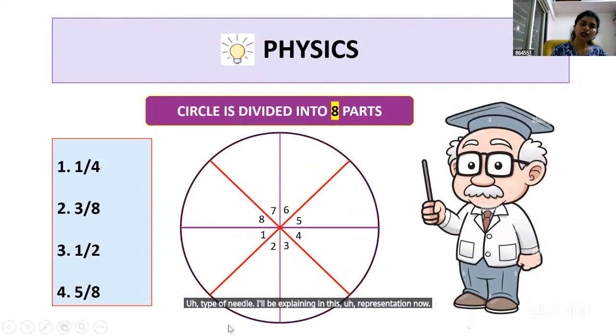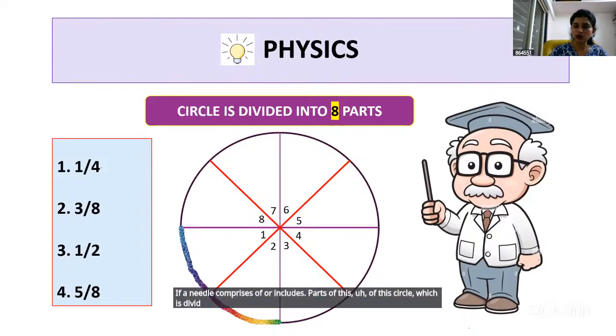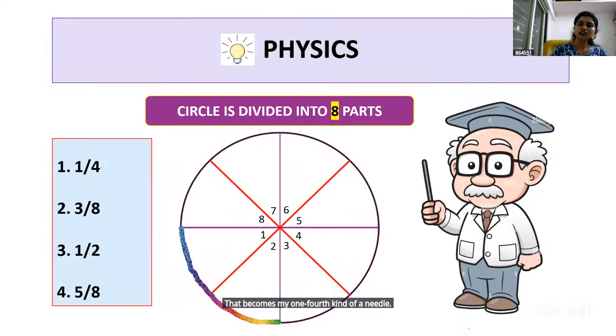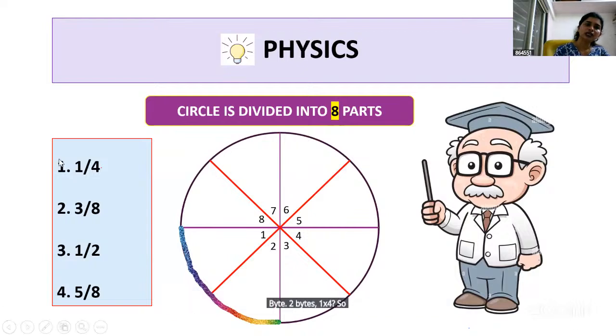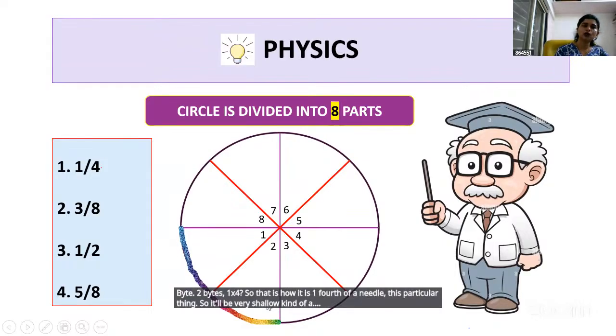Now this is a particular circle which is divided into 8 equal parts. I've also numbered it 1, 2, 3, 4, 5, 6, 7, 8. If a needle includes two parts of this circle which is divided into 8 equal parts, that becomes my 1/4 kind of needle, because it's like 1/8 plus 1/8. That becomes my 2/8. 2/8 is 1/4, correct? So that is how it is a 1/4 needle. It will be a very shallow kind of needle.